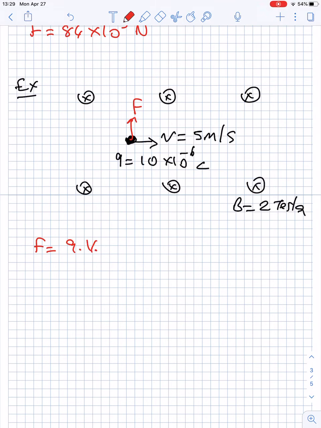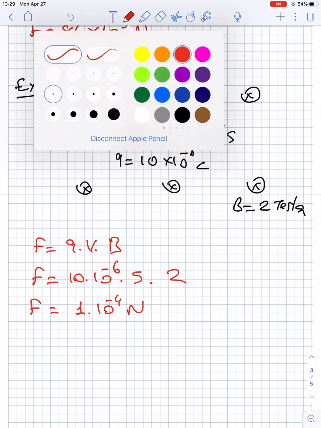And F is equal to Q multiplied by V multiplied by B. F is equal to, Q is 10 times 10 to the power minus 6, the velocity of the charge is 5, and the magnetic field is 2 Tesla, and F is equal to 1 times 10 to the power minus 4, the unit is Newton.